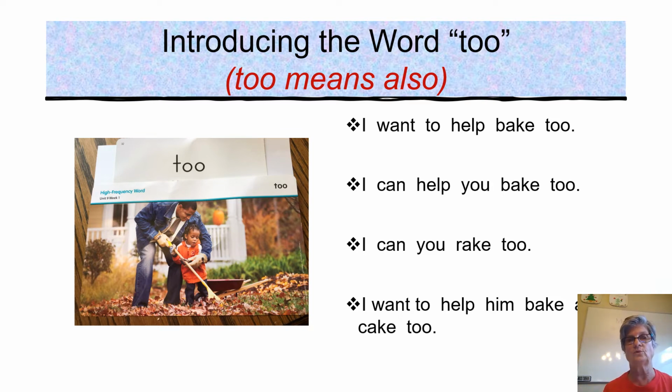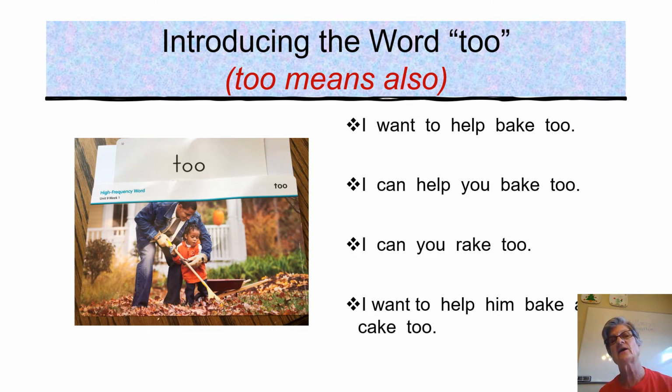Now, let's look at the picture on the left. You see the word too, T-O-O. Let's point and spell together. T-O-O is the word too. Now let's look at the picture underneath. And you see a picture of a man raking the leaves. And you see the girl is helping rake the leaves too. Or I could have said the girl is helping to rake the leaves also.